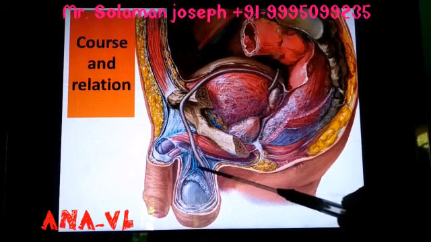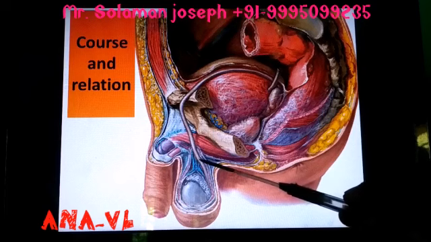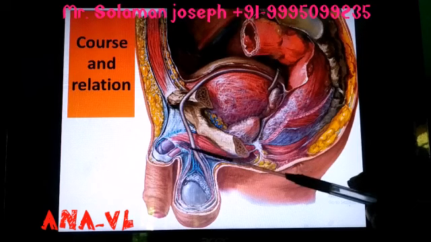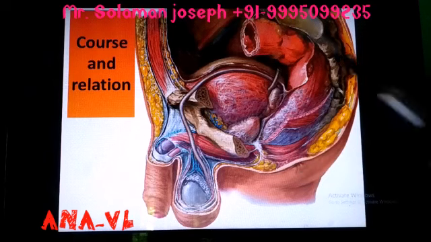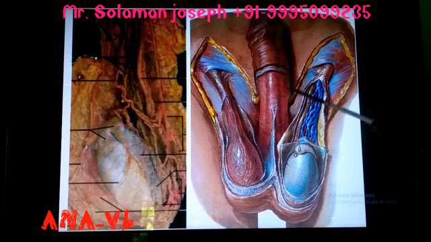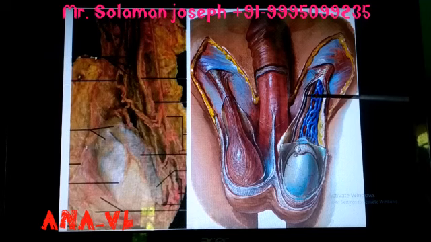It enters into the spermatic cord. Here we can see the spermatic cord and its contents, and it travels into the inguinal canal. First it enters the superficial inguinal ring, then it goes to the deep inguinal ring. In the spermatic cord, the vas deferens lies in the posterior part, and it is accompanied by a pair of testicular veins. The blue structure is the testicular vein, and the red structure is the artery.